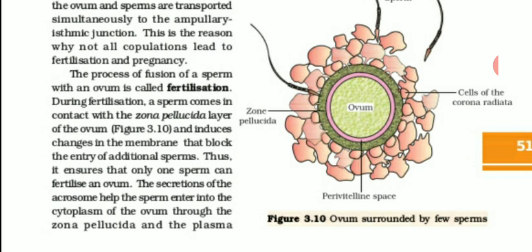Zona pellucida layer of the ovum and induces changes in the membrane that block the entry of additional sperm. और जैसे ही कोई एक स्पर्म ओवम को जाके फ्यूज़ कर देता है, उसके बाद जो जोना पेलुसिडा मेम्ब्रेन है ये अदर स्पर्म्स की एंट्री ब्लॉक कर देती है. ठीक है. Thus, it ensures that only one sperm can fertilize an ovum.